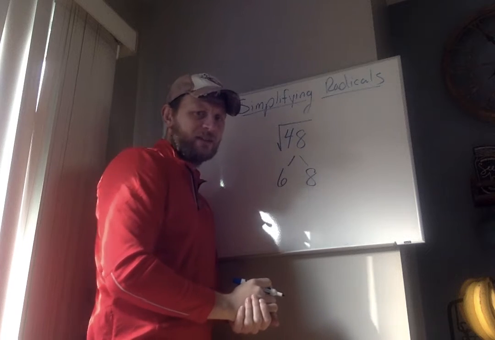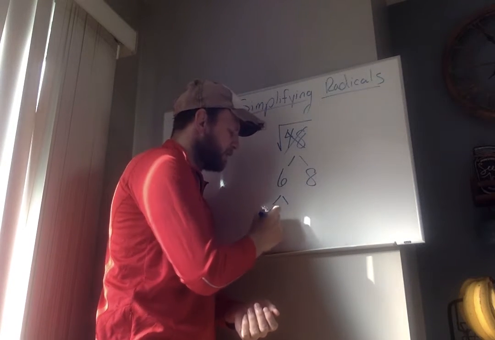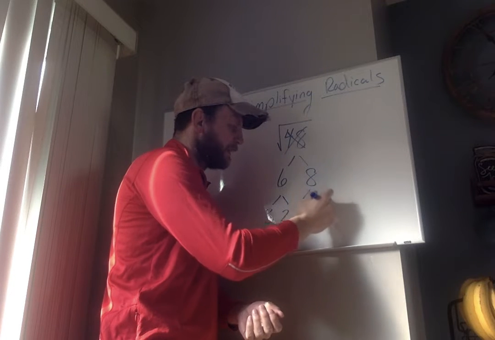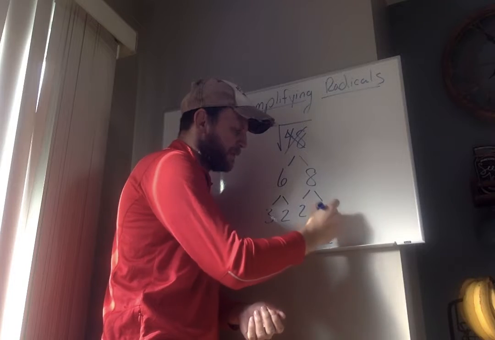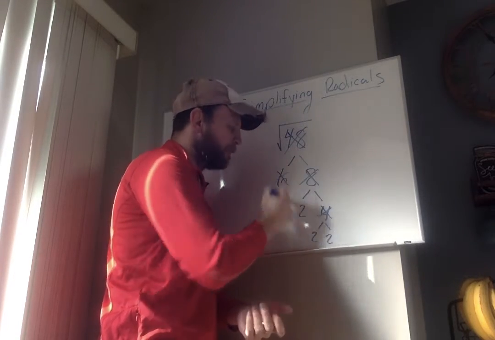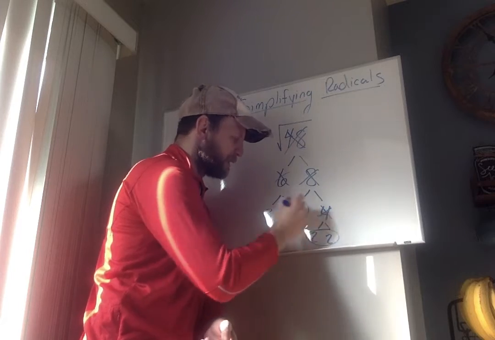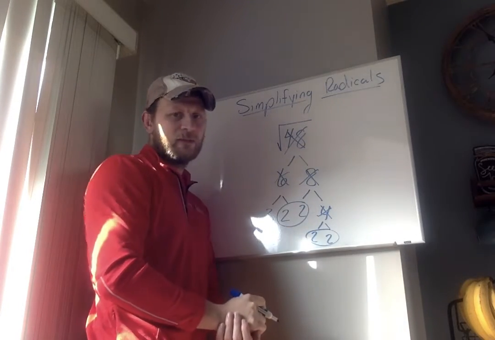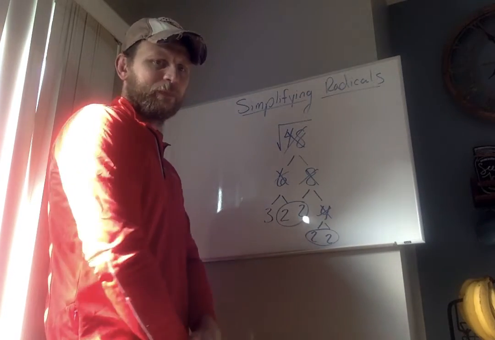Okay, so I have 6 times 8 is 48. 6 is 3 and 2. 8 is 2 and 4, and 4 is 2 and 2. So I have a bunch of different pairs. I have a pair of 2's right here. I have a pair of 2's right here. And this guy, lone wolf. Okay, oops, sorry, he's in the sun. See, lone wolf.